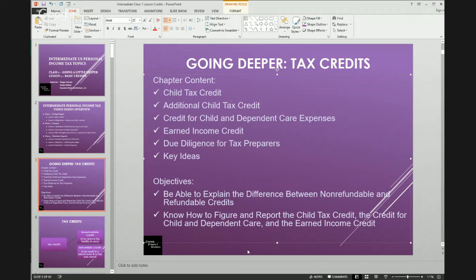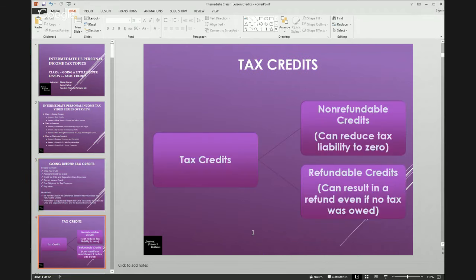The main thing that we're going to be talking about is the difference between non-refundable and refundable credits, and understanding how you can claim the credits and which ones you're eligible for. So the first thing that we want to talk about is refundable credits versus non-refundable credits.